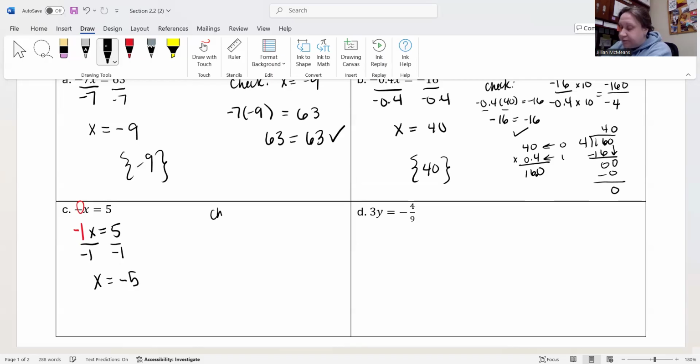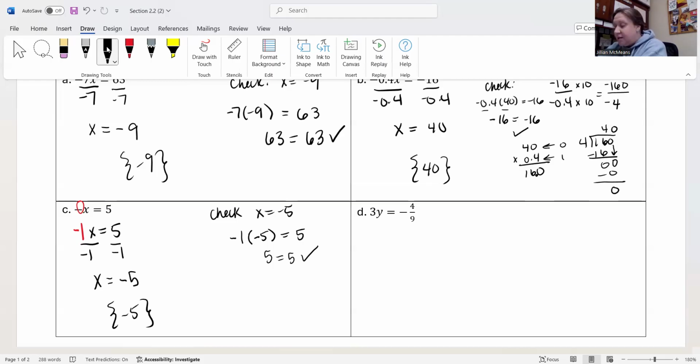So let's check. We're going to check x equals negative 5. I'm going to go back to my original equation. Remember, negative x is the same as negative 1 times x, and x is negative 5. Now we need to know, is negative 1 times negative 5 equal to 5? Well, yeah, if you multiply two negatives, it becomes positive. So 5 really does equal 5. We're good. And we can say the solution here is negative 5.